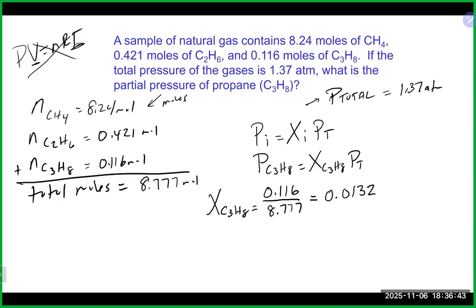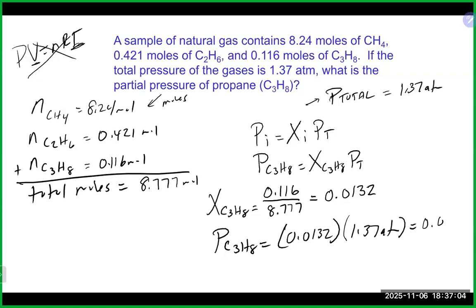And we're going to then put it in with our equation. So we'll go partial pressure of C3H8 will equal our mole fraction times the total pressure, 1.37. And if we do that there, it looks like we end up with 0.0181 atmospheres as our partial pressure of propane.